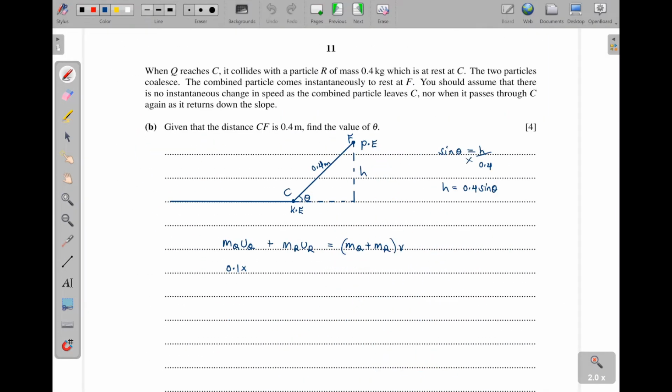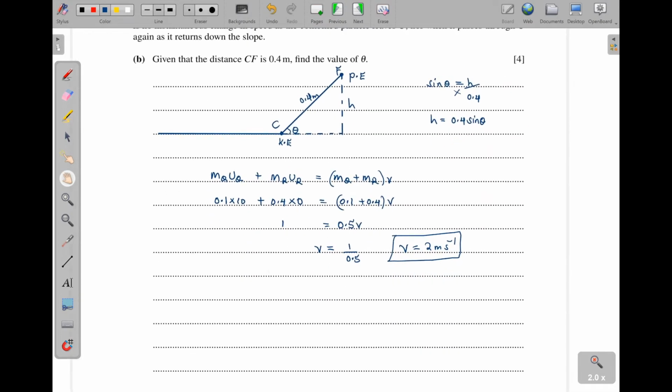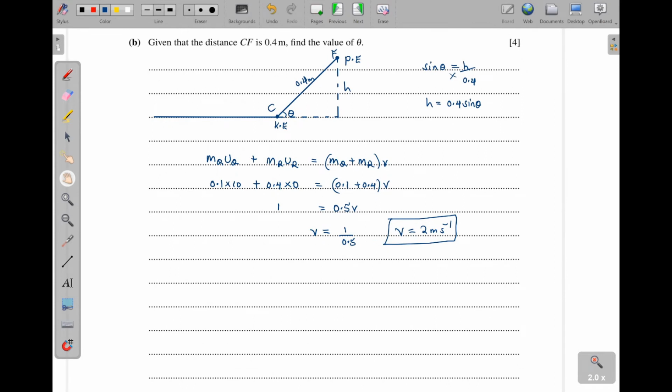Okay, so we shall have 10 here, and then plus this one for R, it is given as 0.4 kilograms. So 0.4, but it is at rest, so 0. And then here we have 0.1 plus 0.4, which gives us 0.5. So this will be 0.5 V, and this one will give us a 1. So V is going to be equal to 1 over 0.5, which is actually 2 meters per second.